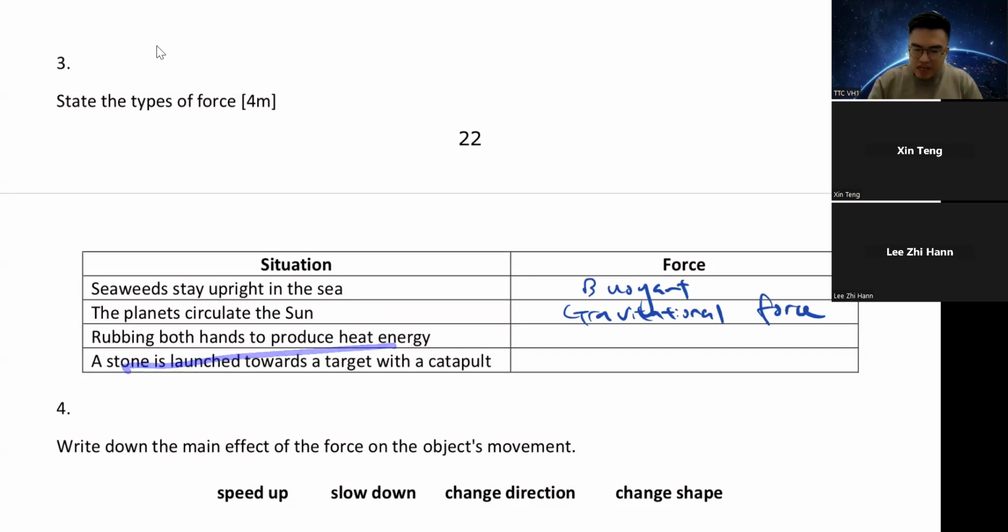Rubbing both hands to produce heat energy. So this is friction. Okay, friction can be a good and a bad thing. You need friction in your tire, or you don't need friction in your engine, right? Friction, if there's no friction at the tire, you will die. If there's friction in the engine will die.